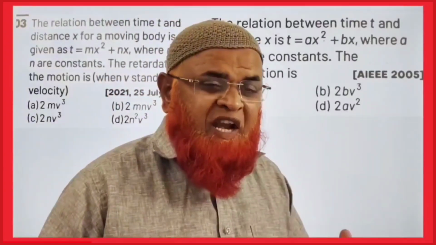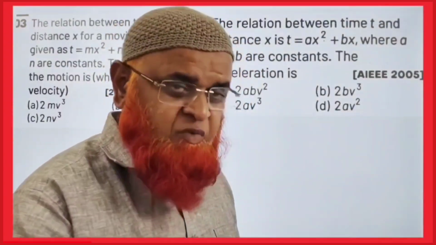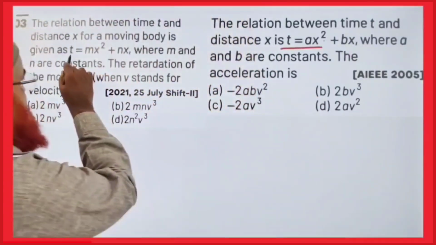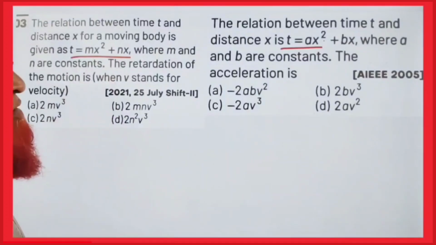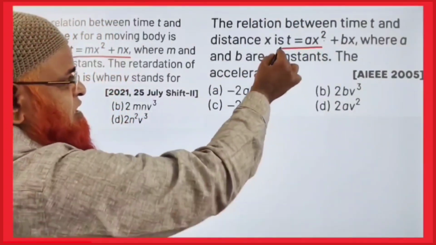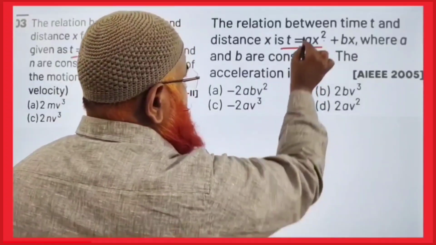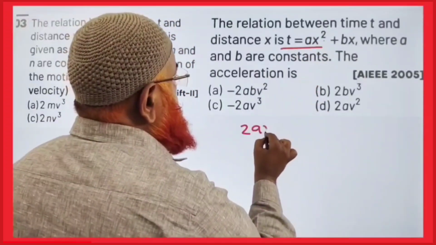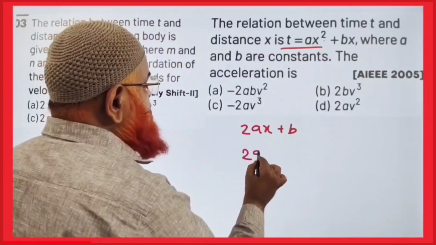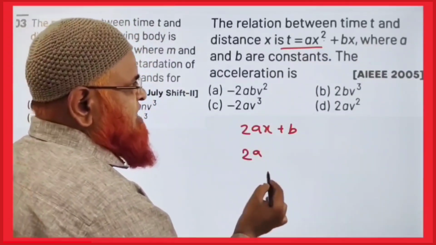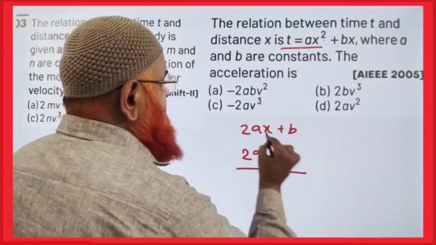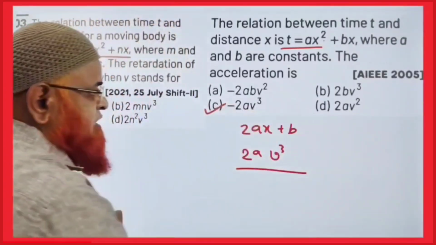Dear students, whenever these type of differentiation questions will come, where you will get t is equal to like this, and here also t is equal to this one. So what I am going to do here is double differentiate with respect to x. So if you do double differentiation, what will you get? First time differentiation you will get 2ax plus b, okay. Second time if you differentiate, what is left? 2a is left. Then you just multiply with v cube, your answer is ready. So 2a into v cube.